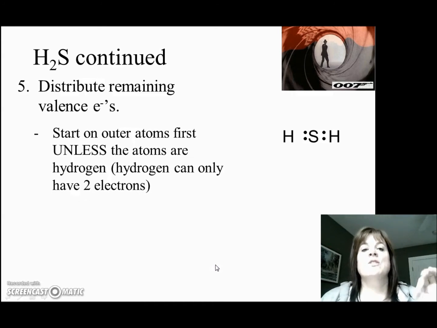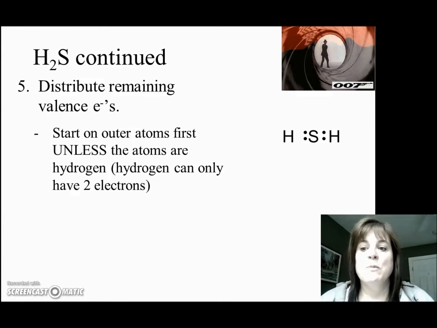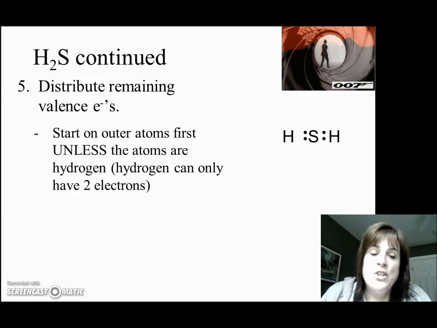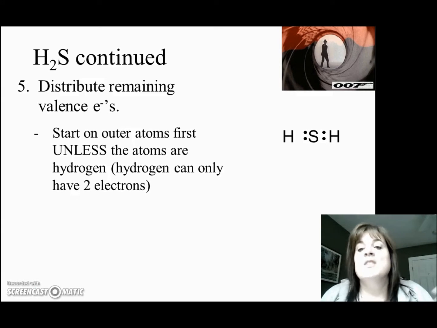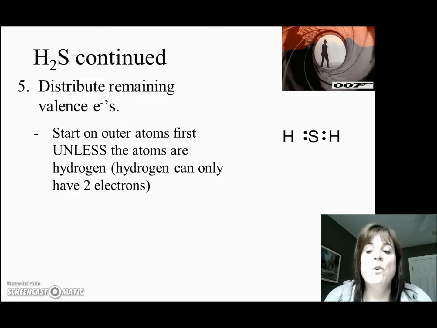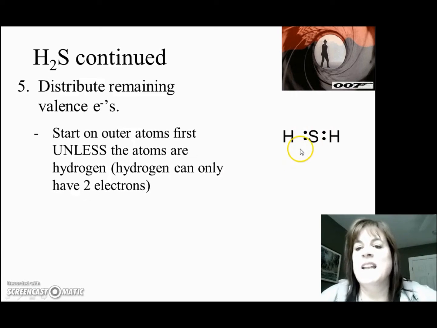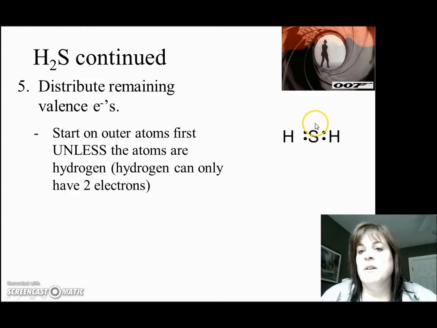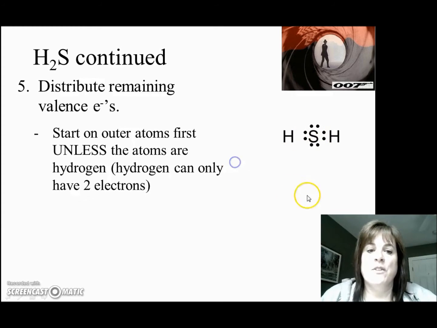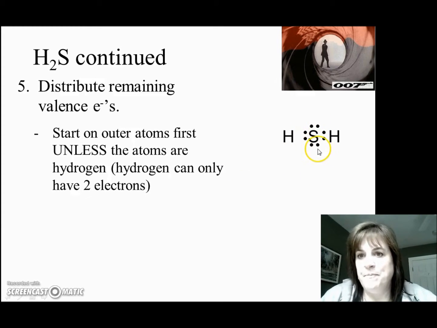Now we're going to distribute the rest of our valence electrons. So remember, we had a total of 8. We just used 4. So we have 4 left. Now normally you start on the outer atoms and start putting in all the remaining valence electrons. But if there's hydrogen, hydrogen can only have 2. So once it's in a bonding pair, it's done. So we're going to take our remaining 4 electrons and put them around our central atom sulfur, just like that.